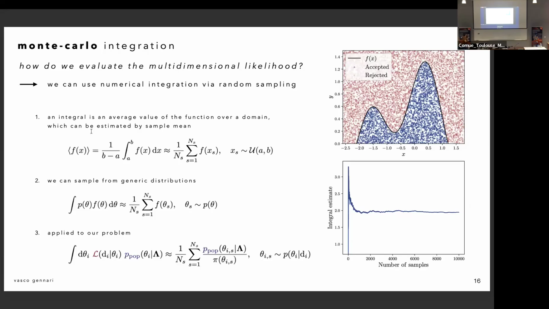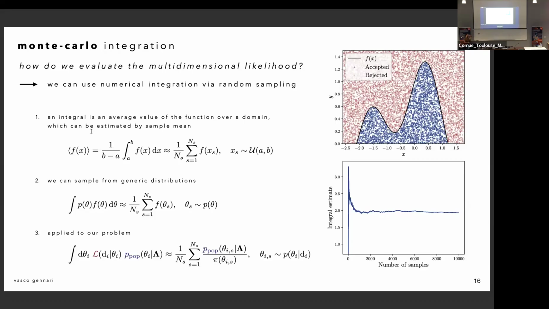And this idea can be generalized to arbitrary distributions and arbitrary dimensions in such a way that the integral of a probability distribution that multiplies a function can always be expressed, with a sufficient number of samples, through this sum here, given that the samples follow the probability distribution P of theta. And the larger the number of samples you have, the better your estimate will be.